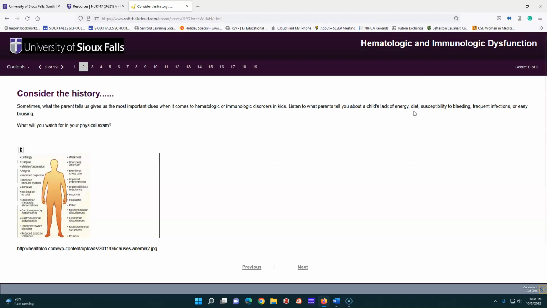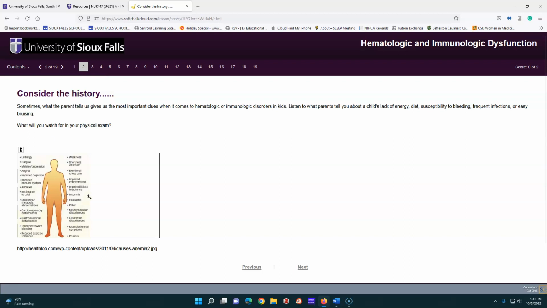What's in their diet? And especially we can talk about pica and stuff like that. Susceptibility to bleed, so we're talking about hemophilia here, ITP. We talk about frequent infections, so even HIV, leukemia, or other things like that. And then bruising. So looking at your physical exam, you're looking for all those things as well.